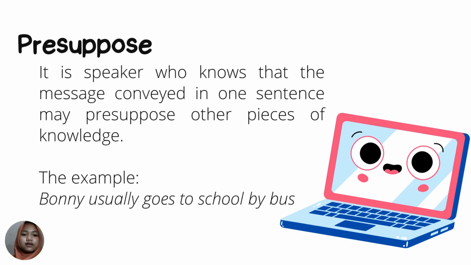Presupposition. It is speaker who knows that the message conveyed in one sentence may presuppose other bits of knowledge. The example: Bonnie usually goes to school by bus. The second: Bonnie is a student. The third: Bonnie knows how to go to school. If statement first is assumed as true, 2 and 3 must also be assumed as true.